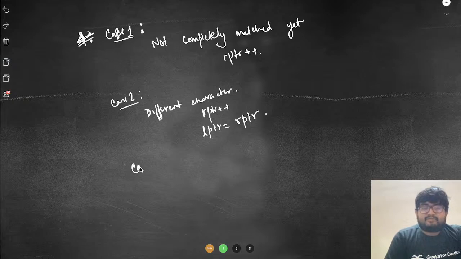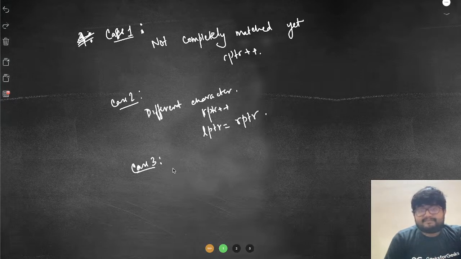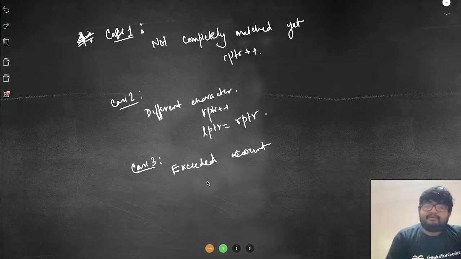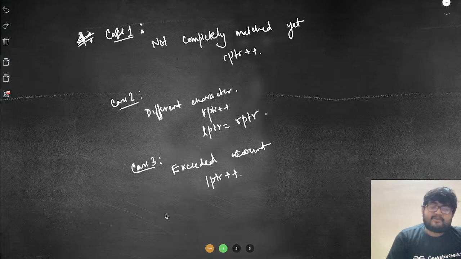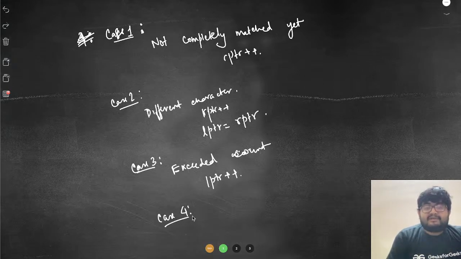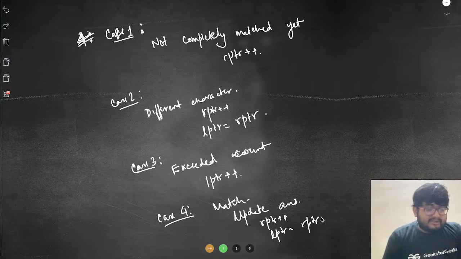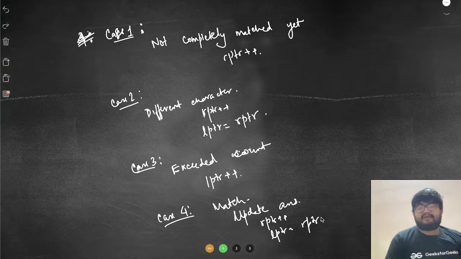So that's case 2. Case 3 is exceeded count. Exceeded count. So whenever you exceed count, what do you do? You increase your left pointer plus plus, and definitely decrease the frequency of the corresponding character. Case 4 is match. Update answer. In case of match, you update answer, and then you do RPTR plus plus and LPTR equals to RPTR. You start from the next position. So these are the four cases that we'll have.